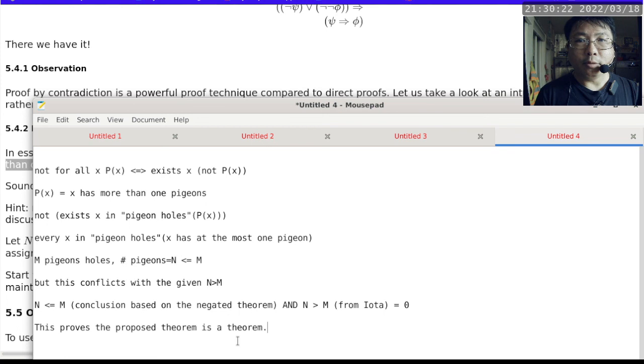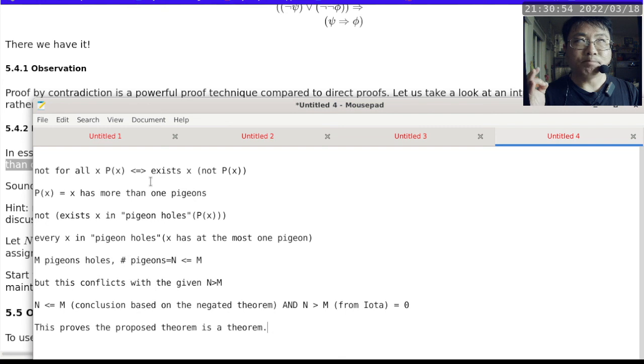The theorem here is basically saying there's at least one pigeonhole that has more than one pigeon. But that by itself is not necessarily true. All this is saying is, if there are more pigeons than there are pigeonholes, then there's at least one pigeonhole having more than one pigeon. So there's always an if in this case.